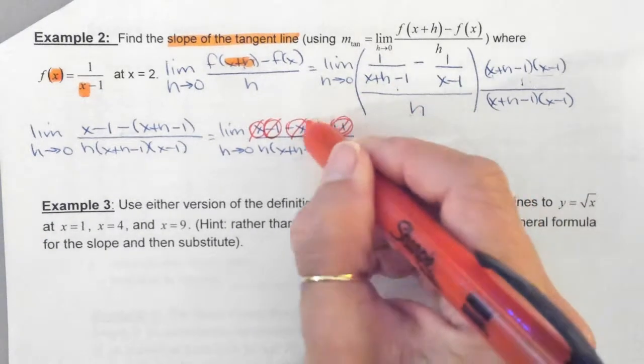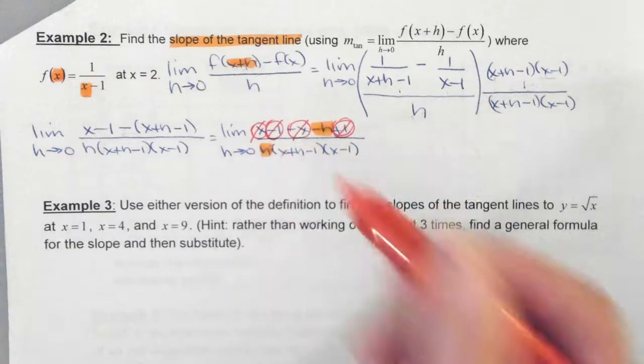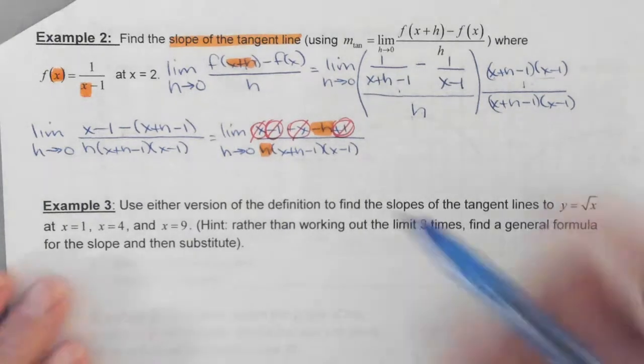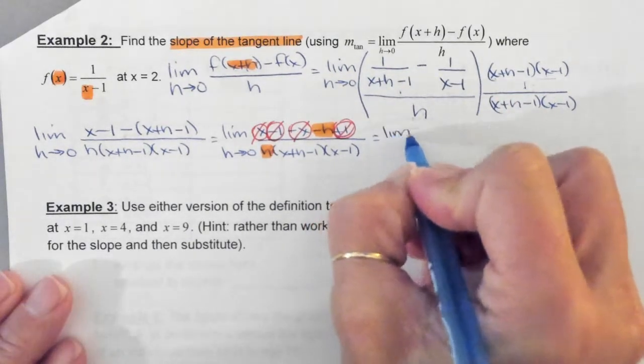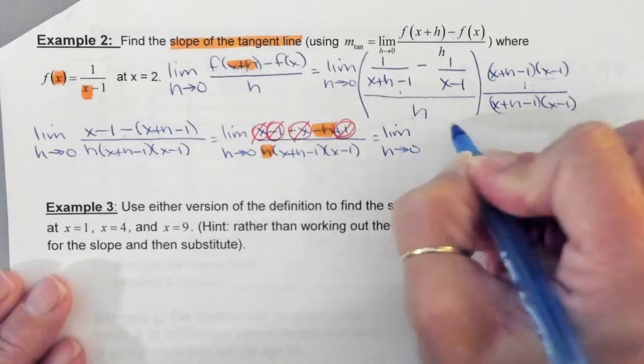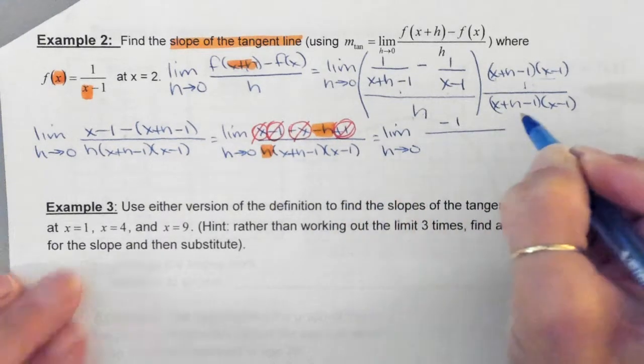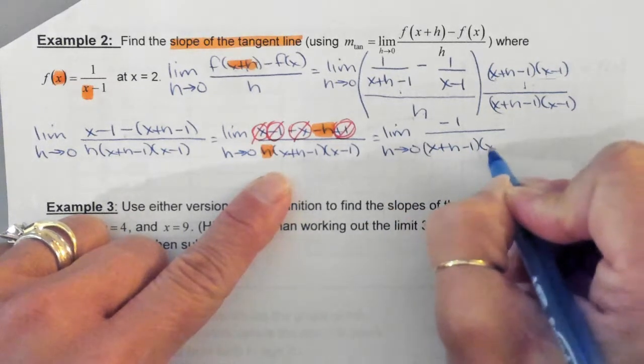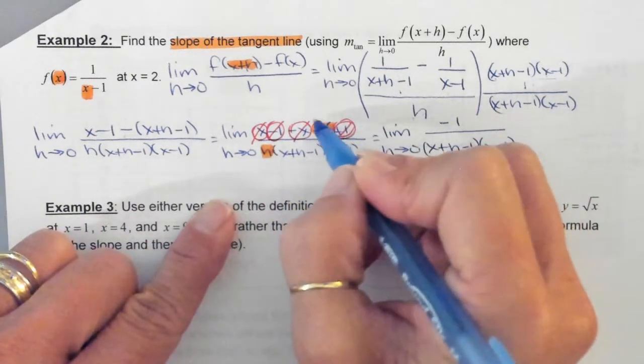Negative h, and then I have an h in the bottom. Can I reduce those? So what does that leave me with in the numerator? Okay, nice. So we have the limit as h approaches 0, negative 1 in the top, and then I have x plus h minus 1 times x minus 1, because these are gone, right?